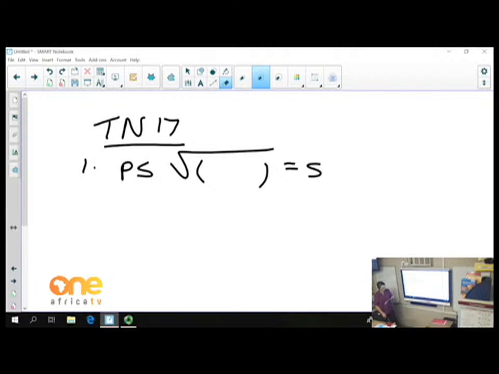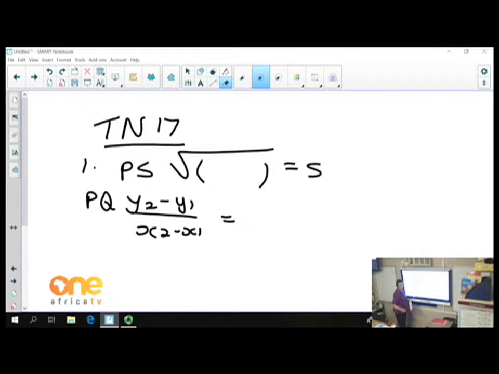The second one is the gradient of PQ. So I'm just going to use my gradient formula, y2 minus y1 over x2 minus x1. That's why we need to know our formulas. It's the gradient there. Was it 5 over 4? Negative or positive? Positive 5 over 4.